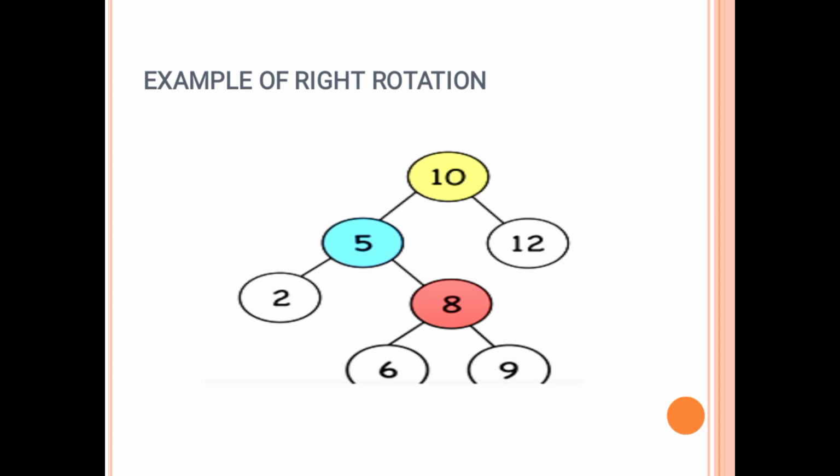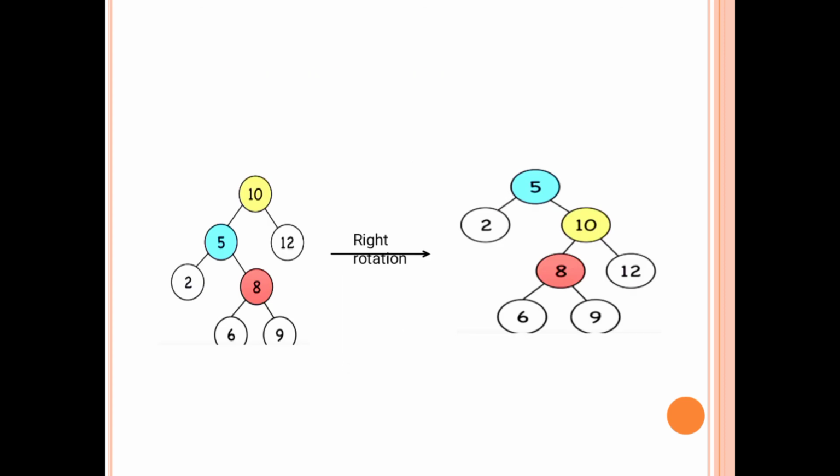In this example we have to do the right rotation of the 5. Here we have to do the right rotation of the tree. This means 5 goes to the parent, and on the right side we have to connect the 10.